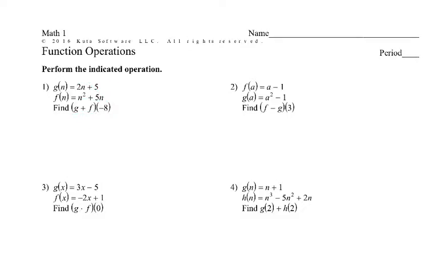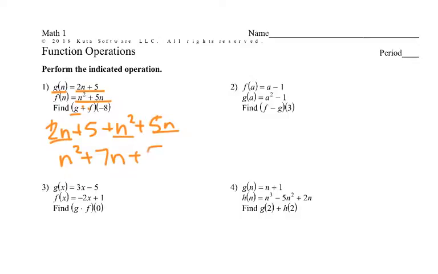I'll show you both. So the first way, we have g of n right here, so that's 2n plus 5, then plus the function f, which is n squared plus 5n. So now we look for like terms. Remember, like terms have the same variable raised to the same power. So n squared is a different term than 2n and 5n. And 2 plus 5 would give us 7n plus 5. So there's our functions added together.